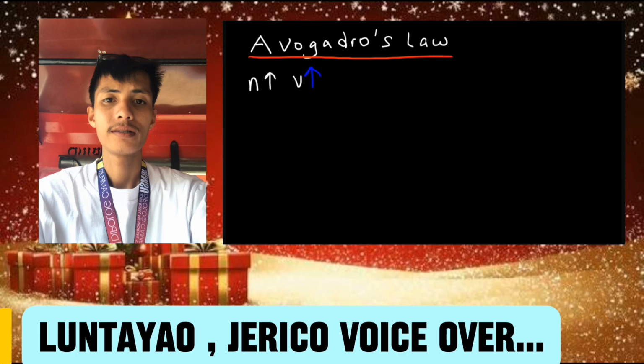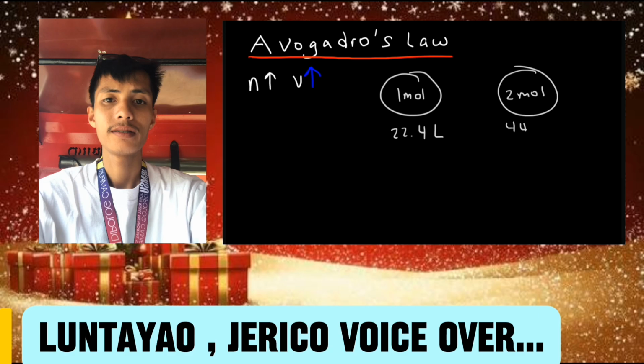Think of a dozen. A dozen represents 12. So a mole is 6 times 10 to the 23. It's a very large number. Now let's say you have a balloon that contains 1 mole of air. It's going to have a volume of 22.4 liters. Now let's say you have 2 moles of gas, the volume is going to increase to 44.8 liters. So as you increase the number of moles of gas, the volume will increase.